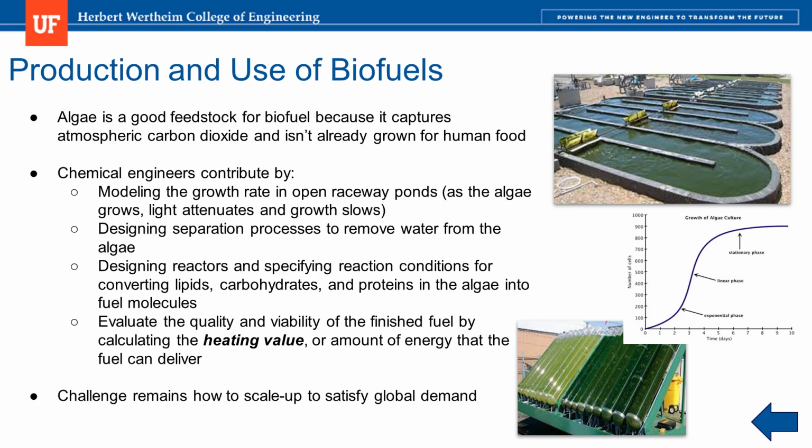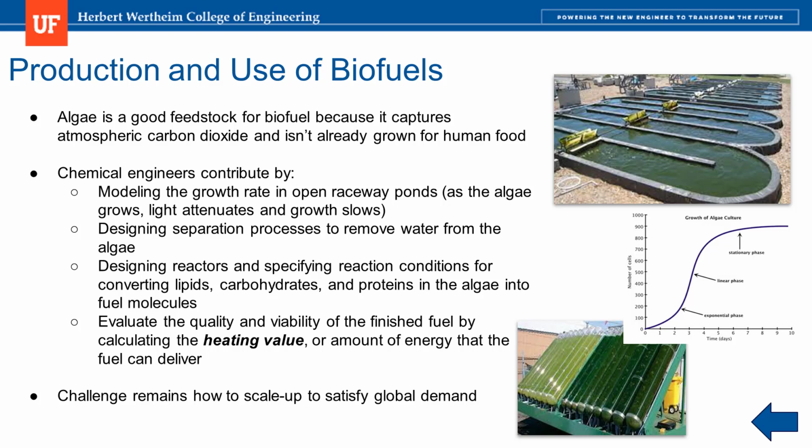A chemical engineer can contribute by being able to calculate the growth rate of algae in these open raceway ponds. This is more complicated than it seems, since the growth rate slows as more algae grows, due to the attenuation of light towards the bottom of the pond. A chemical engineer can design methods and implement processes to concentrate the algae by removing water, which is a separation process.